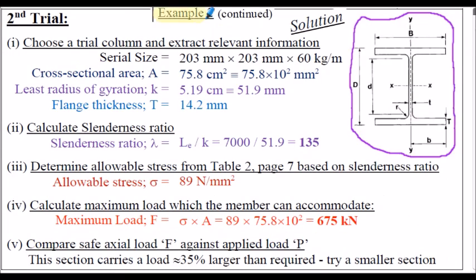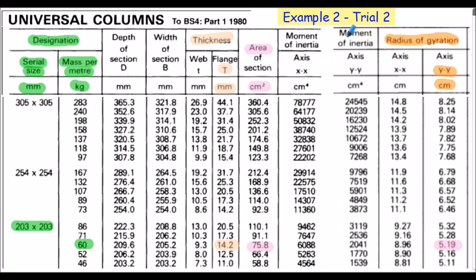So example 2, solution continued. I'm now going to show you the full worked solutions of the trials, and I'll let you work through them at your own pace, accessing the appropriate information from the respective tables as required. So here's the solution for the second trial. This time the serial size chosen was a 203 mm by 203 by 60 kg per meter. For reference, here's example 2, trial 2, section properties associated with our second trial size, shown here in the table.